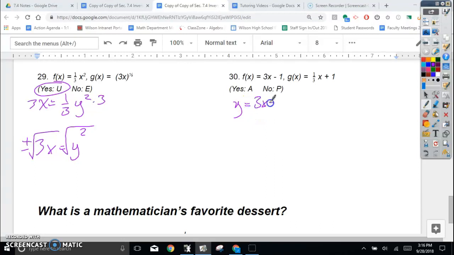And here we go with our last one. 3y minus 1, x plus 1 equals 3y. We're going to divide by 3. A third x plus 1/3 equals y. And that's a no again, so that would be P.